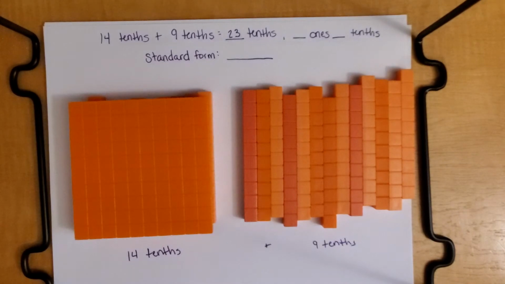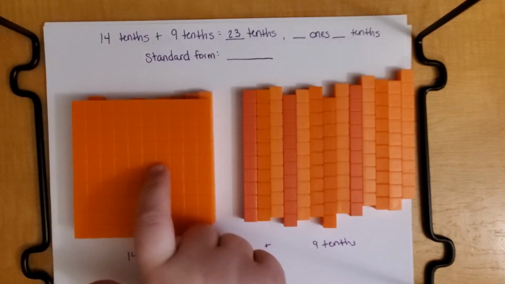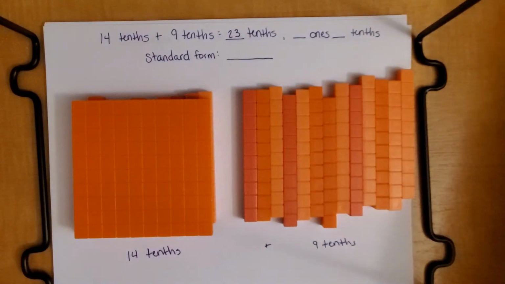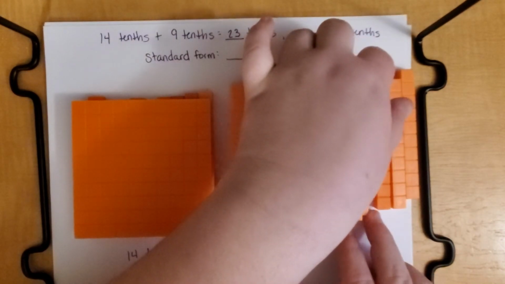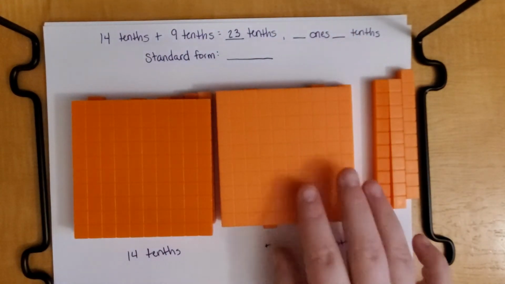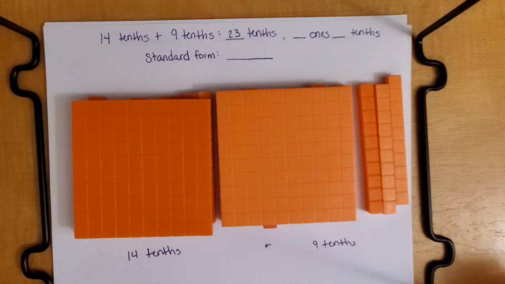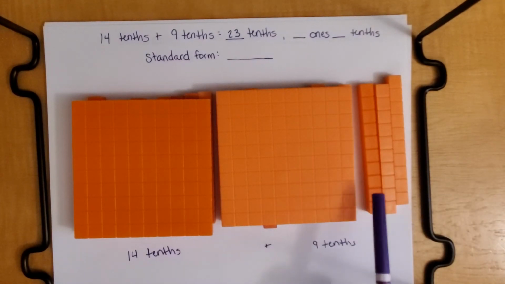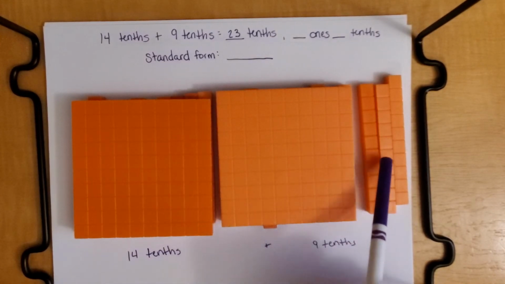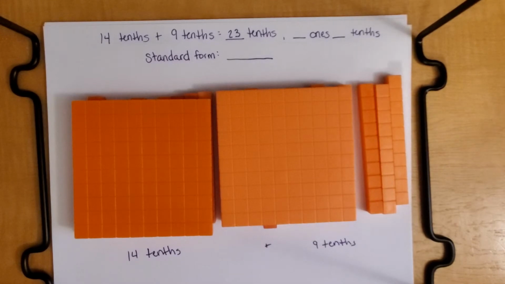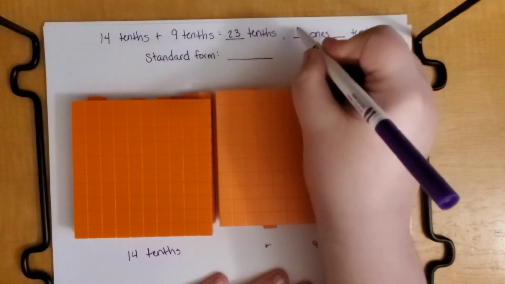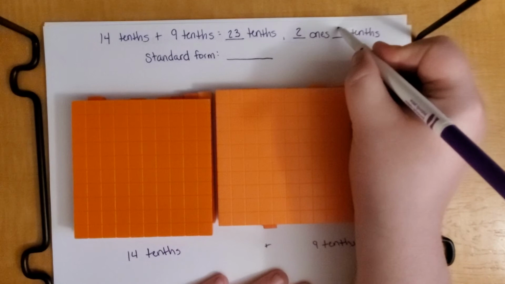Can I get another whole into that? I had 23, I got rid of 10, leaves me with 13. So yes, I can put another whole into that. 10 of them went into being this whole. How many do I have left that are still tenths? I have 3, and I can't split those into anything else. There's not enough to make another whole. There's no point in splitting them into hundredths, so I ended up with 2 ones and 3 tenths left over.